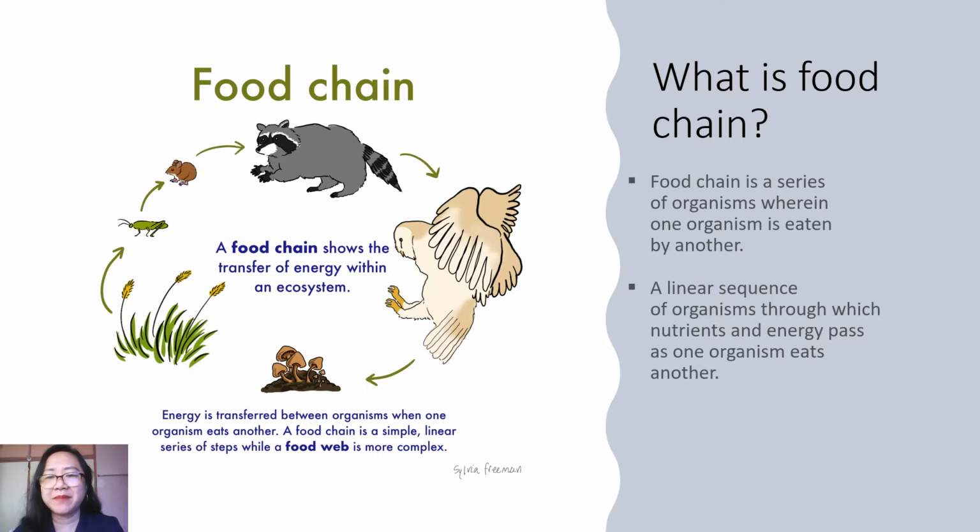Here is an example of a food chain. The grass is eaten by the grasshopper. The grasshopper is eaten by the mouse. The mouse is eaten by the cat. The cat is eaten by the hawk. And when the hawk dies, its body undergoes decomposition through the help of the fungi.